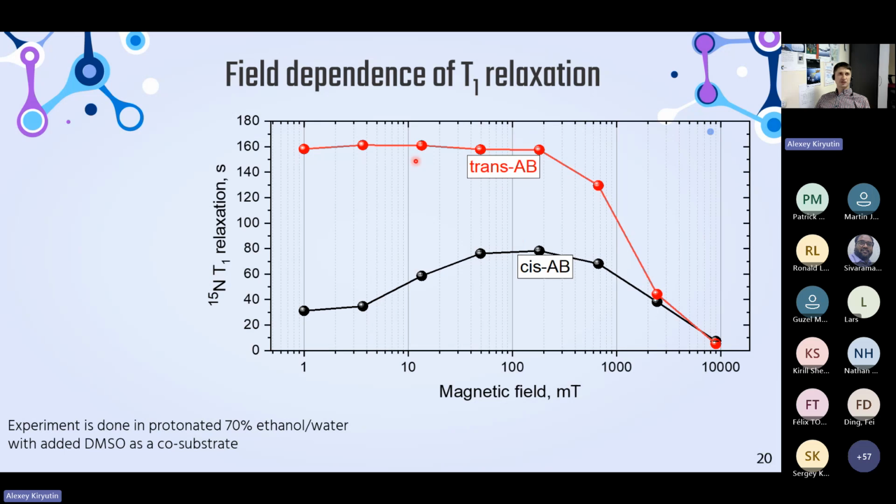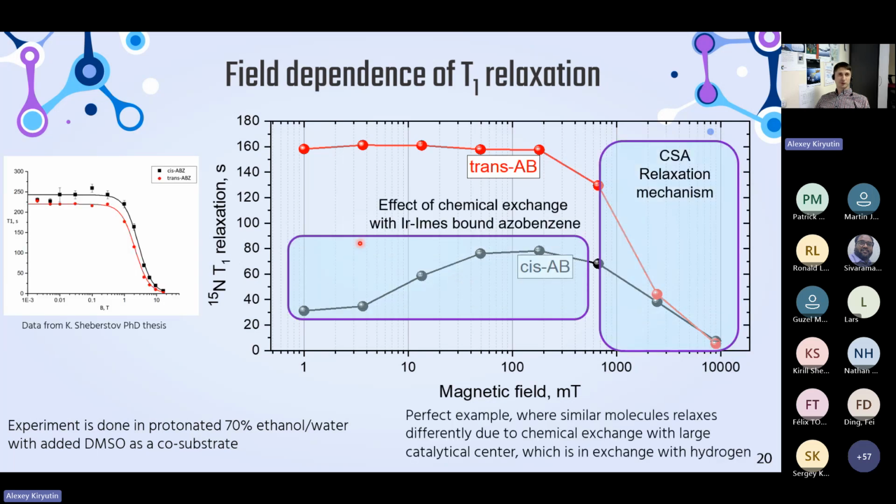The so-called relaxation dispersion, or T1 dependence on a magnetic field, for the two azobenzene isomers is shown on the slide. When compared to the data obtained by Kirill Sheberstov for thermal azobenzene in acetonitrile, we see the T1 behavior of the trans isomer remains unchanged. In contrast, the cis isomer shows significantly faster relaxation in magnetic fields below 100 millitesla. This can be explained by chemical binding to the bulky iridium complex, where the relaxation time is evidently shorter.